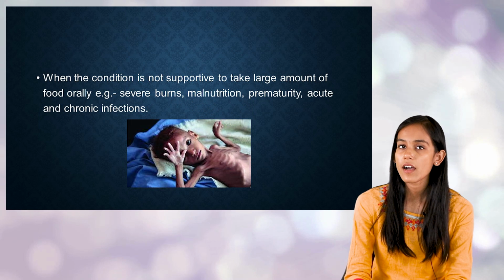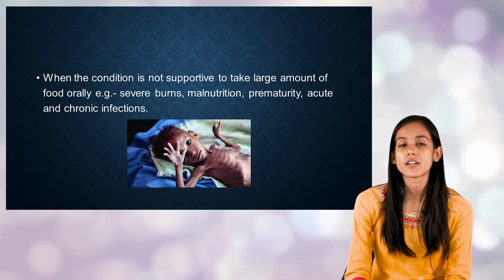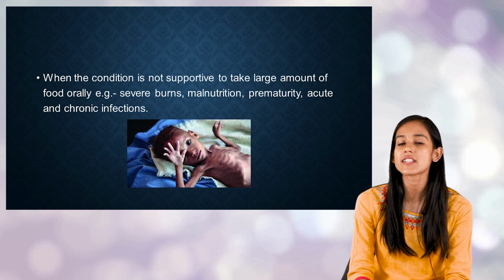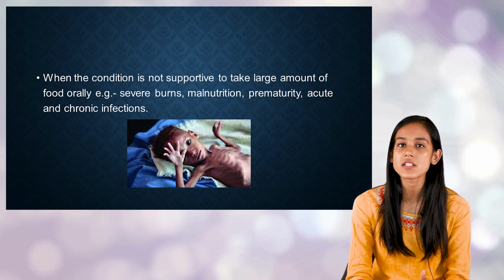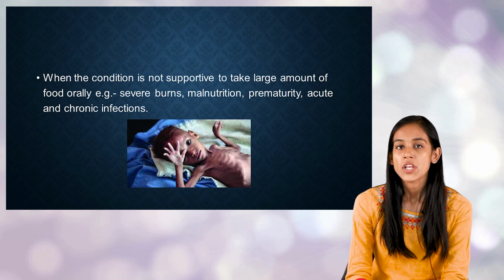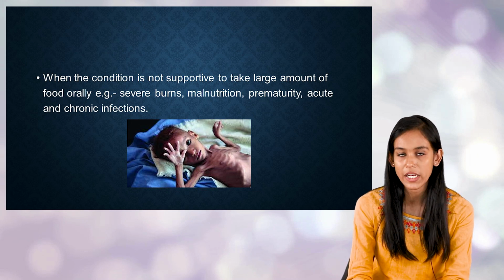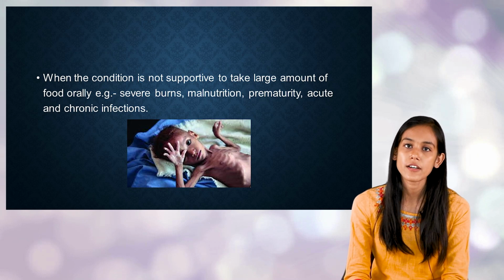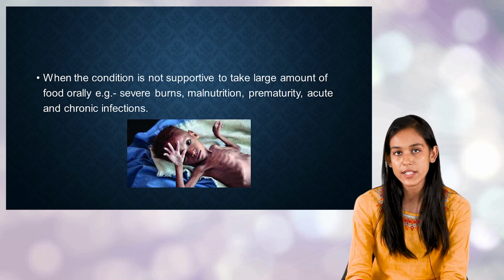Now, there are certain conditions, for example, severe burns, malnutrition, prematurity, or chronic infection. In these conditions, it is not supportive to take a large amount of food orally. The child won't be able to take a large amount of food orally, and in that case we have to go for artificial feeding. So in these conditions also we use NG tube feeding.